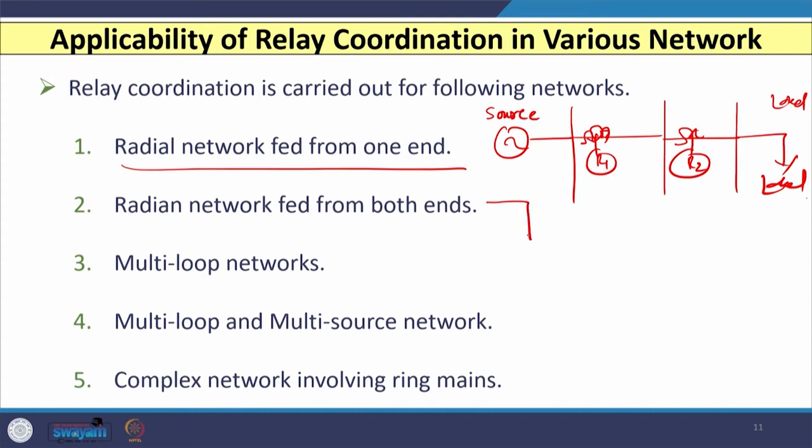We do have a radial network fed from both ends. So, we have a source available here also. Now you can see this will also provide current and feed the power. So, this is a radial feeder fed from both ends.